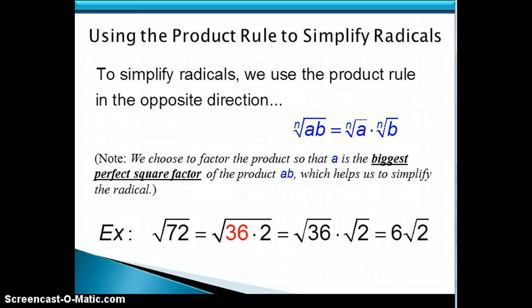So this would be considered completely simplified, and that's because underneath the radical we don't have any more perfect square factors, and that's what you'll end up with if you always choose to factor out the biggest perfect square factor in your first factorization.